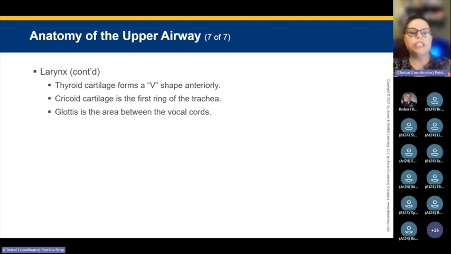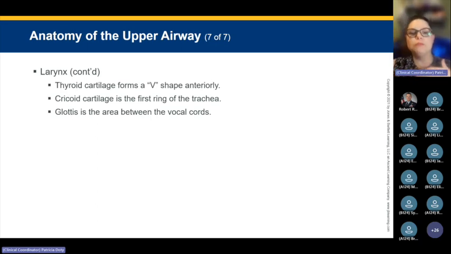Your thyroid cartilage is going to form a V shape anteriorly. Remember, we talked about where our landmarks are. Anterior means towards the front. The cricoid cartilage is the first ring on the trachea, and you can palpate it on yourself. I do not suggest pushing too far on the inside because you will hurt yourself.